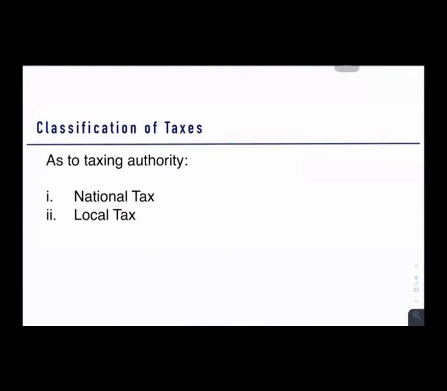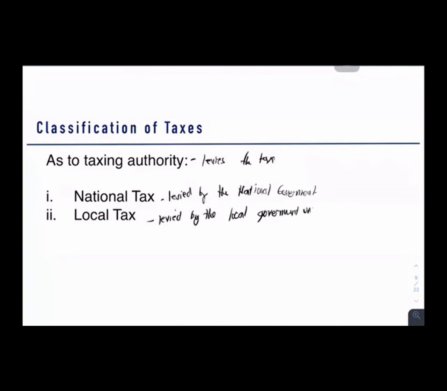Next, classification of taxes as to taxing authority. So when we say classification of taxes as to taxing authority, who levies the tax? If we try to know the classification of taxes as to taxing authority, we need to learn who actually levies the tax. So if that is a national tax, it is levied by the national government. But if ever it is a local tax, it is levied by the local government units.